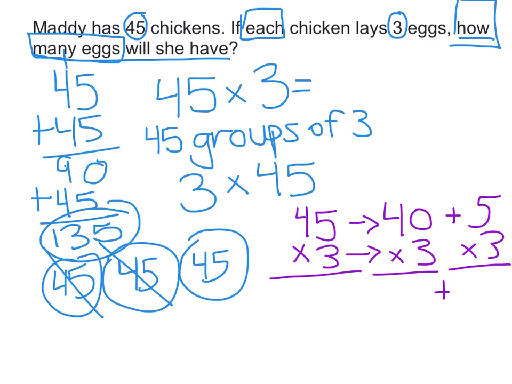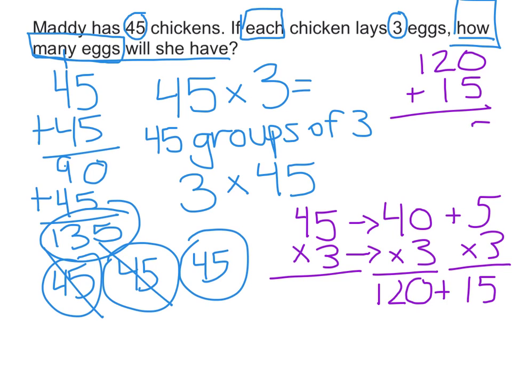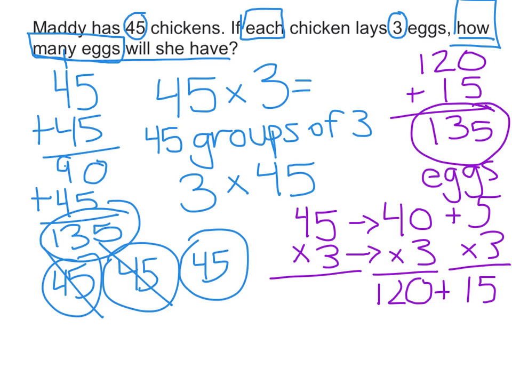40 times 3 is 120. 5 times 3 is 15. When I add those two numbers together, 120 plus 15, 5 plus 0 is 5, 2 plus 1 is 3, 1 plus 0 is 1. I found the same answer. Maddie has 135 eggs.